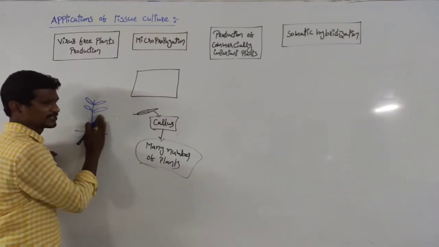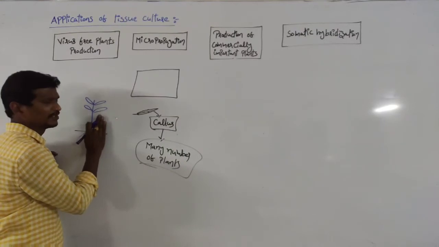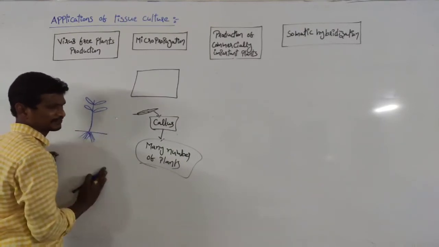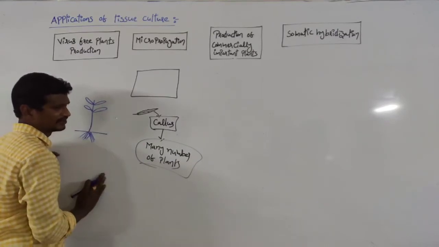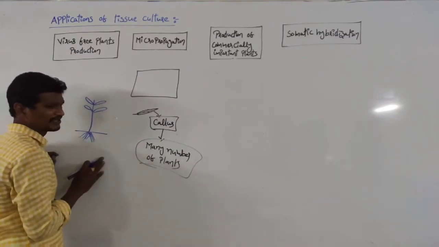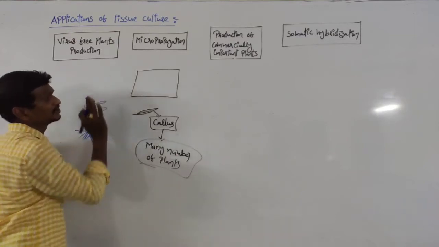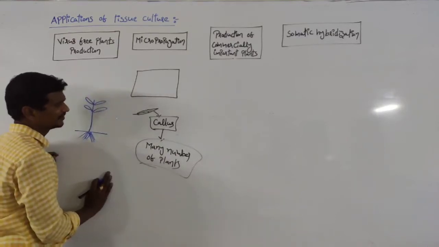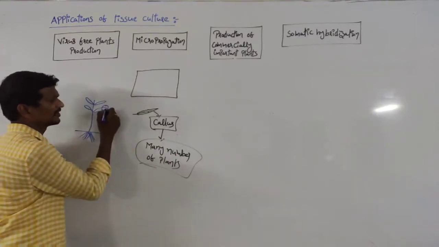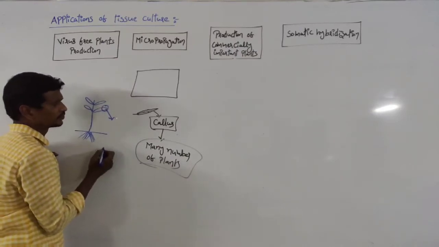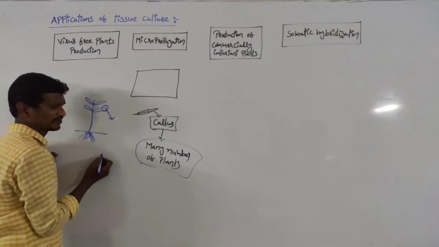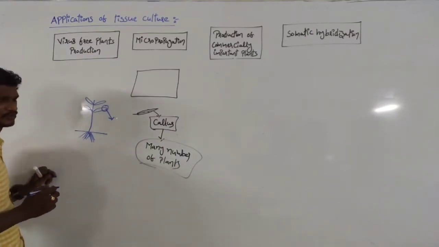Suppose sexual reproduction is done, maybe we lose the desired characters of this hybrid plant. Then how can we produce many plants? By the tissue culture process. If we take the leaf part as the source, from the leaf part, through callus production, many plants are produced.